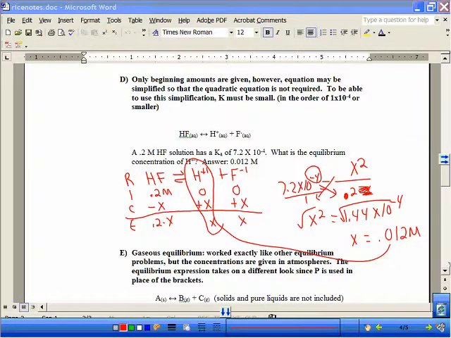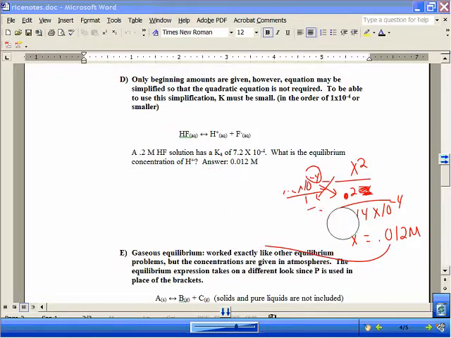And this particular question just asks for the H plus concentration. So there's the concentration. If it had asked the fluoride, it would also be the same thing. If it had asked for HF after equilibrium, you would take 0.2 minus 0.012. So you would get 0.188 molar here for that one. But the question didn't ask, that's why you don't see that answer there.